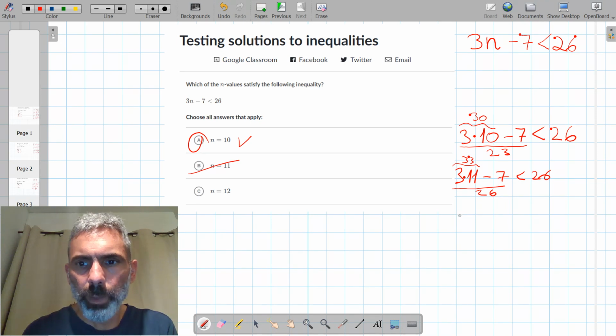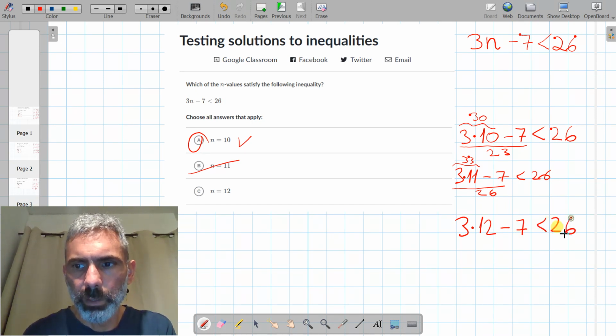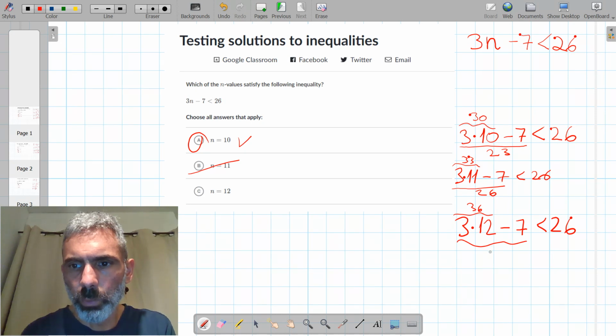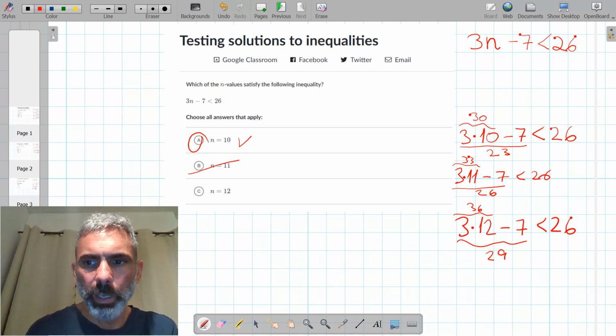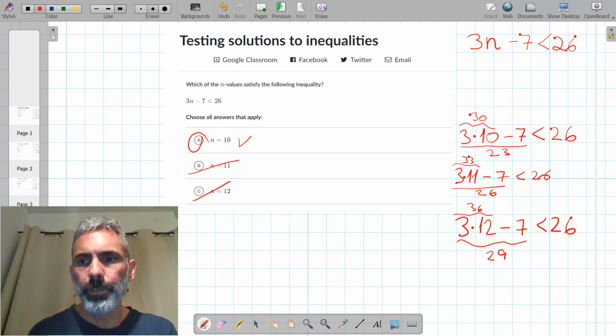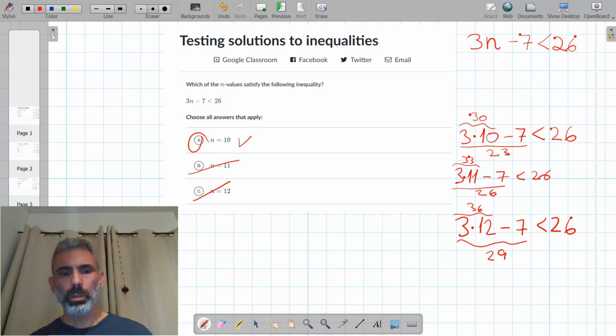Option C, 3 times n, instead of n we plug in 12, minus 7 is less than 26. 3 times 12 is 36. 36 minus 7. So on the left hand side we have 29. 29 is not less than 26. So only option A is correct.